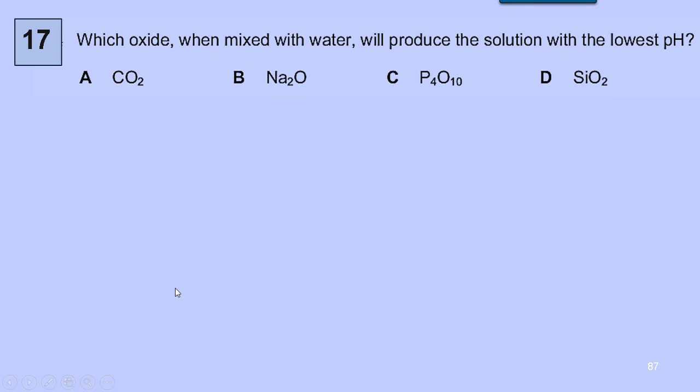Which oxide, when mixed with water, will produce the solution of the lowest pH? The solution of the lowest pH is the most acidic solution. So we have to exclude sodium oxide and silicon oxide. We have here two non-metal oxides, phosphorus pentoxide and carbon dioxide, and the strongest between these two is phosphorus pentoxide.